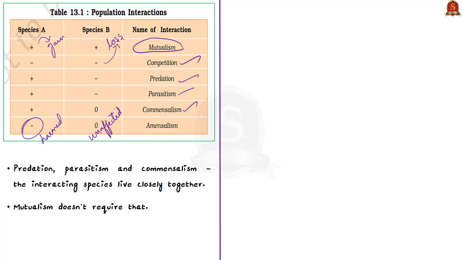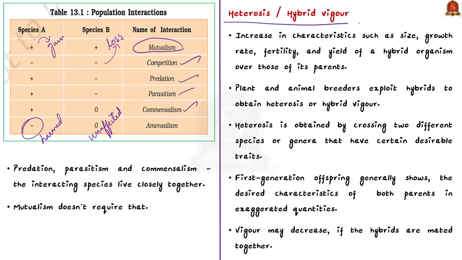Now, moving on to the other aspect mentioned in the article, it is heterosis. See, heterosis is also called hybrid vigor. It means the increase in characteristics such as size, growth rate, fertility and yield of a hybrid organism over those of its parents. Now, understand this, a hybrid organism is one whose parents are genetically different. They can be different species or they can be the same species but different lines. When they are interbred, a hybrid results.